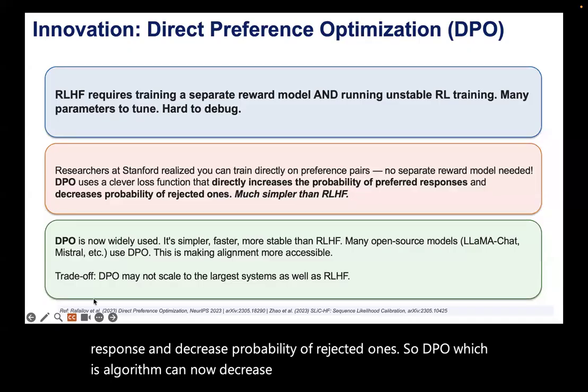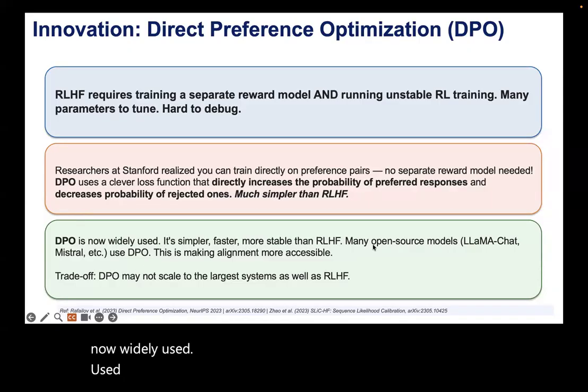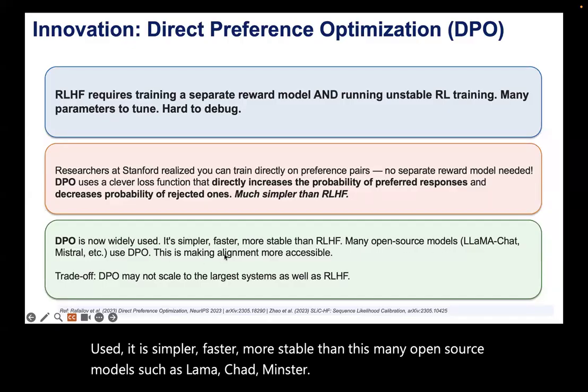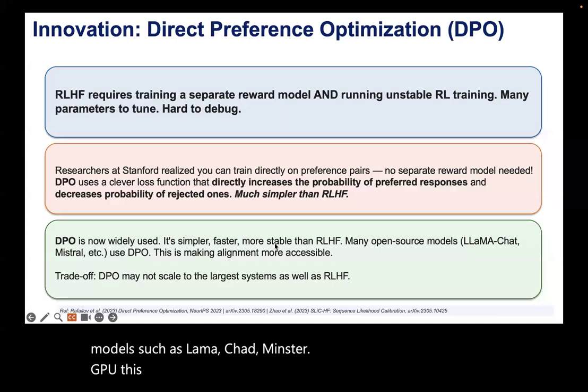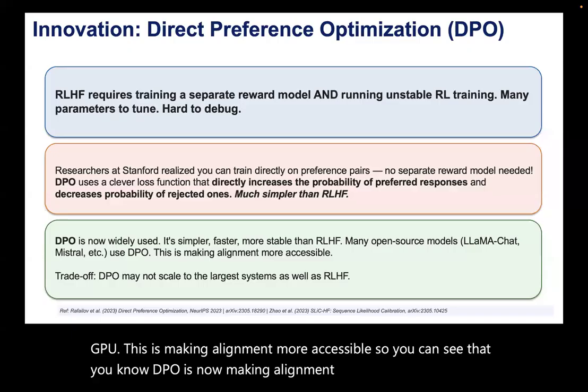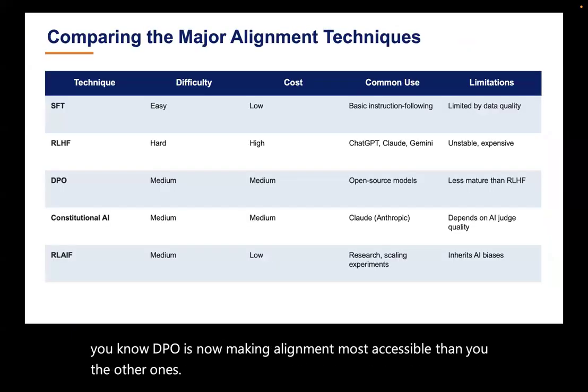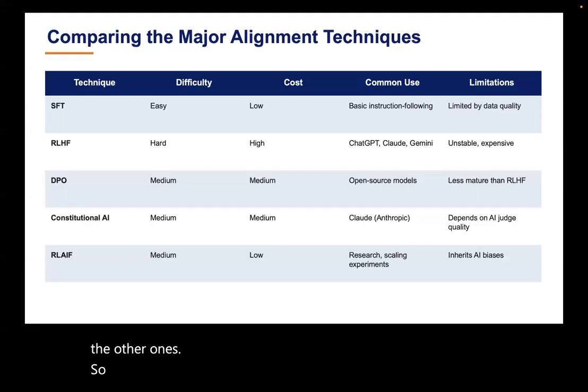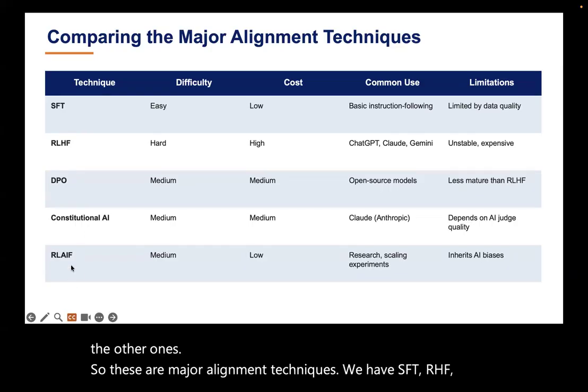DPO is now widely used. It is simpler, faster, more stable than this. Many open source models, such as Llama Chat and Mistral, use DPO. This is making alignment more accessible. So you can see that DPO is now making alignment more accessible than the other ones. So these are major alignment techniques. We have SFT, RLHF, DPO, constitutional AI. We have another one called RLAIF.